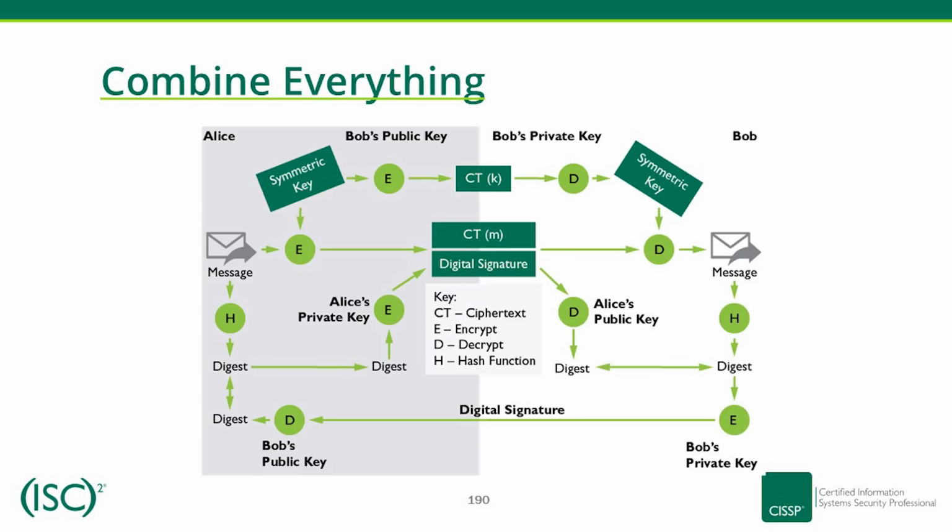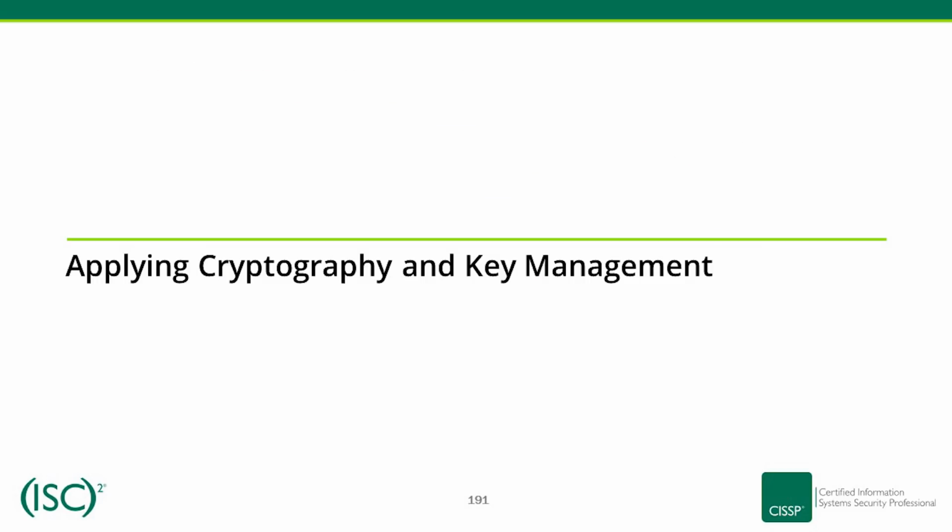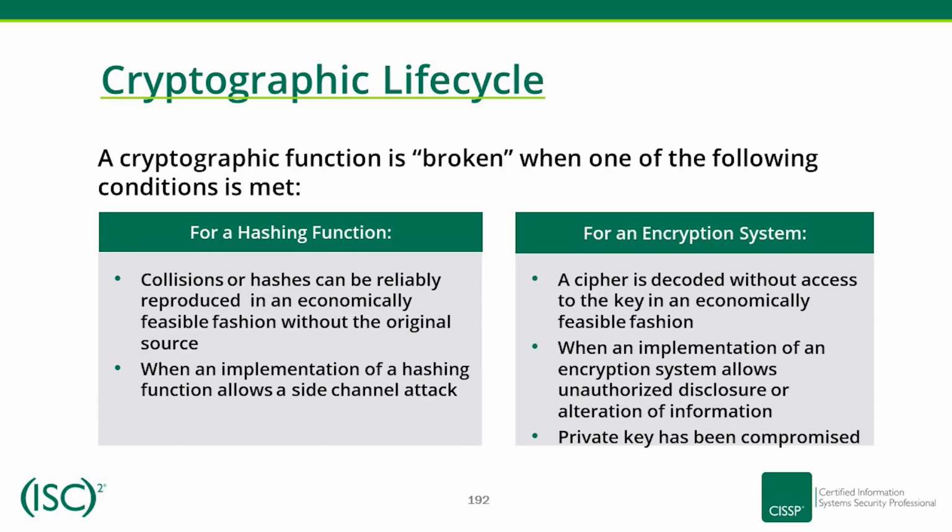Combine everything? Applying cryptography and key management. Cryptographic lifecycle. A cryptographic function is broken when one of the following conditions is met. For a hashing function, collisions or hashes can be reliably reproduced in an economically feasible fashion without the original source, or when an implementation of a hashing function allows a side-channel attack. For an encryption system, a cipher is decoded without access to the key in an economically feasible fashion, or when an implementation of an encryption system allows unauthorized disclosure or alteration of information. Or a private key has been compromised.